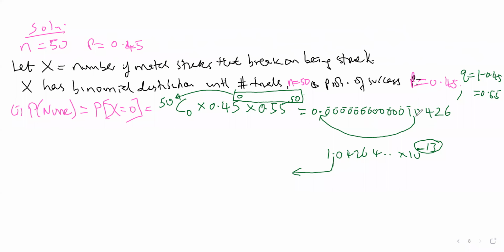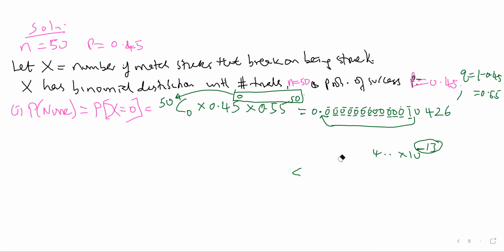So we are moving the decimal from here all the way 13 places backwards. So these are very small probabilities. If you count them, this is 1, 2, 3, 4, 5, 6, 7, 8, 9, 10, 11, 12, 13. Then you move your decimal to this place. So that is how small the probability is.